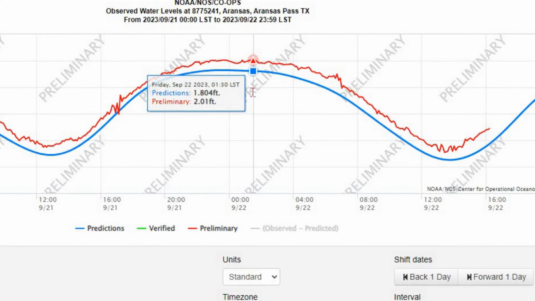LST is a time zone that they somehow just know your location, wherever you're at, and LST will automatically do your time zone. So if you look at the blue line versus the red line, it's not a huge difference, but it is a couple of inches difference. The red is preliminary. This is what the tide buoys actually read today, and what actually happened, compared to the blue is what all the fishing apps are reading.